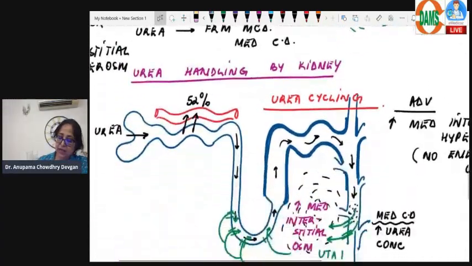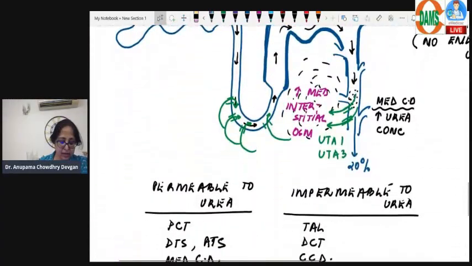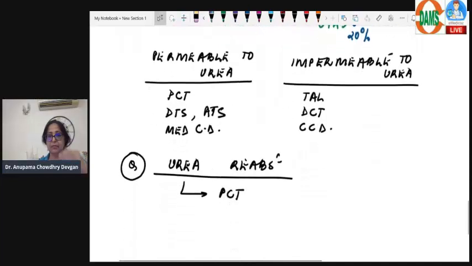All right. So this is as far as urea handling by the kidney is concerned.